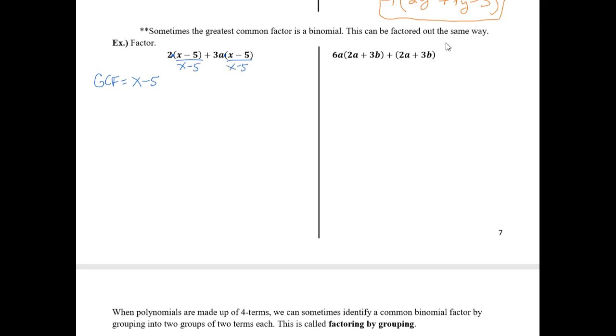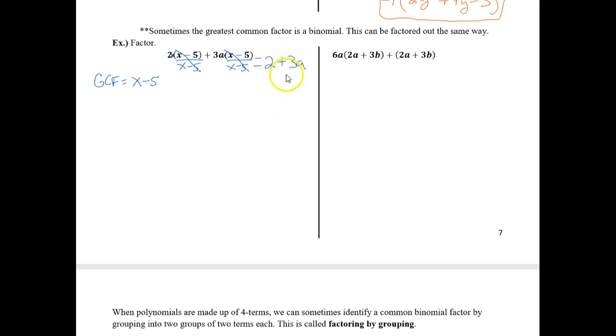So once we find the GCF, we divide it out, and we see what's left. X minus 5 divided by x minus 5 is 1. Same thing here. I'm left with 2 plus 3a, right? This whole expression here is gone. It was okay to divide it out because it was a factor. It was being multiplied. And then what was left was the 2 and the 3a.